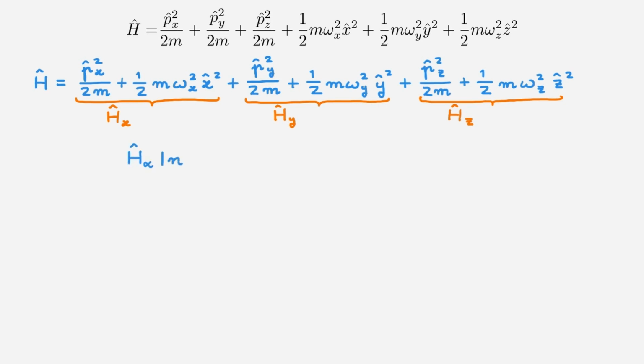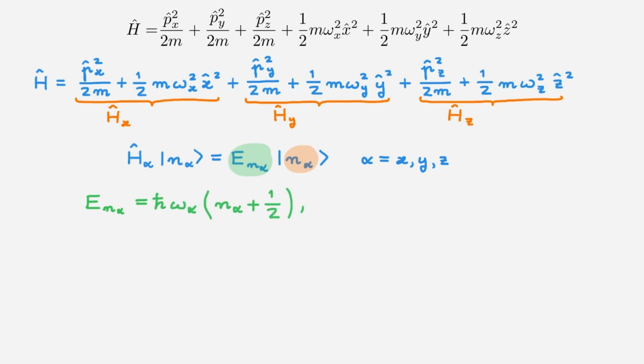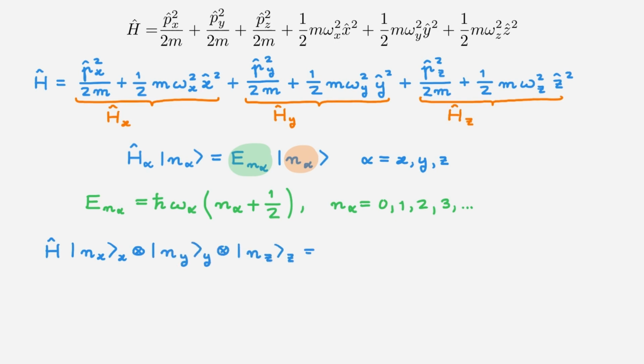We can write the eigenvalue equation for a one-dimensional quantum harmonic oscillator in the usual way, where these are the eigenvalues and these are the eigenstates. And we have one such equation for every Cartesian direction x, y, and z. And you will also remember that the eigenvalues are quantized and given by this expression where the labels n alpha are non-negative integers. The eigenvalue equation for the three-dimensional oscillator is given by H acting on the eigenstates, which are given by the tensor product of the eigenstates of the one-dimensional oscillators, equal to the energy eigenvalues times the eigenstates.